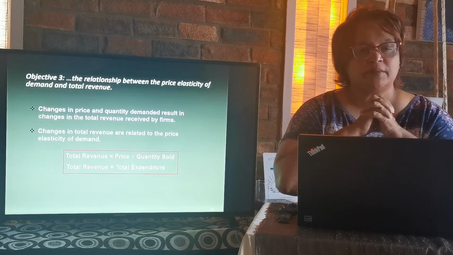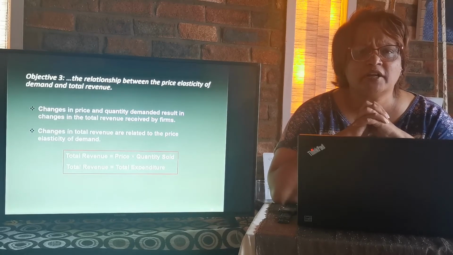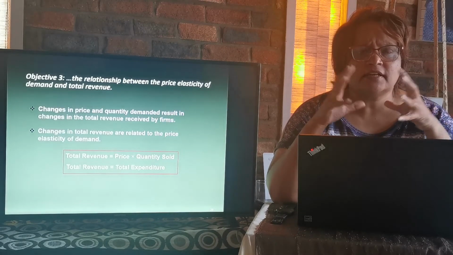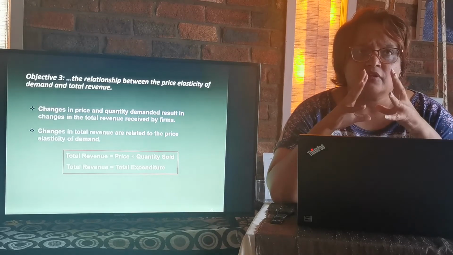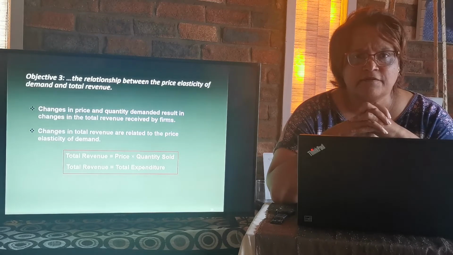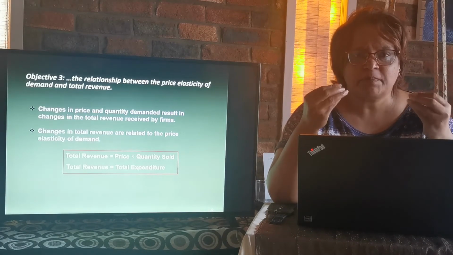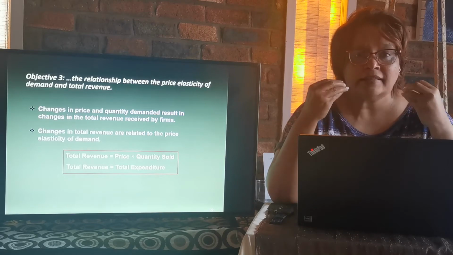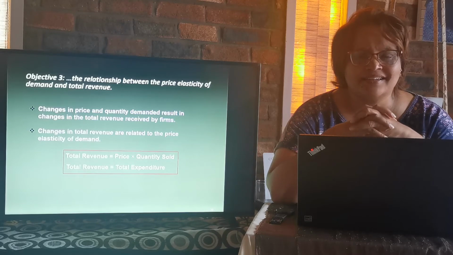The relationship between the price, elasticity of demand, and total revenue. So what are you earning? Because remember what I said last time, you are the wealth. A customer is the feet into the shop, and how much you are spending in the business is determined by how much your customer is earning.